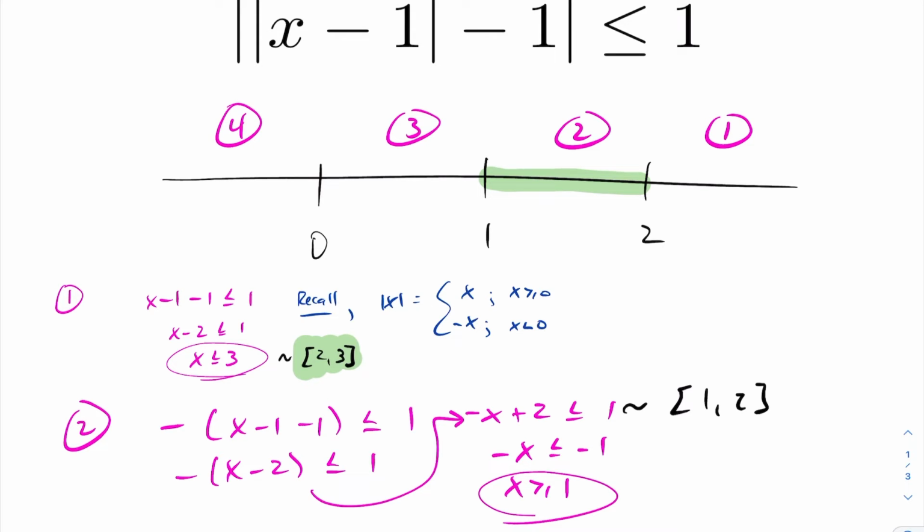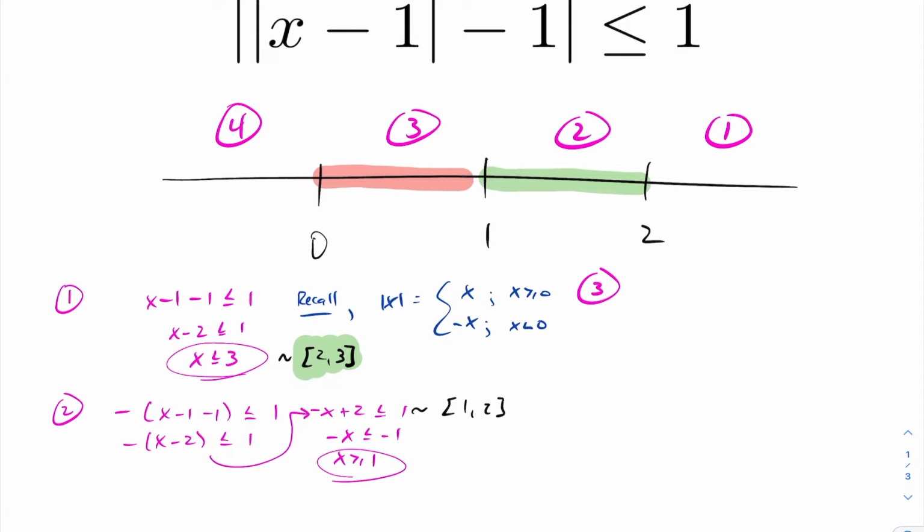Let's take a look at interval 3. Examining interval 3, we're now in the interval from 0 to 1. Picking a number between 0 and 1, let's say we were to pick a half. This will be negative, in which case we can drop the absolute value. We'd have to tack on a minus sign there. And the difference between this and this will also be negative.